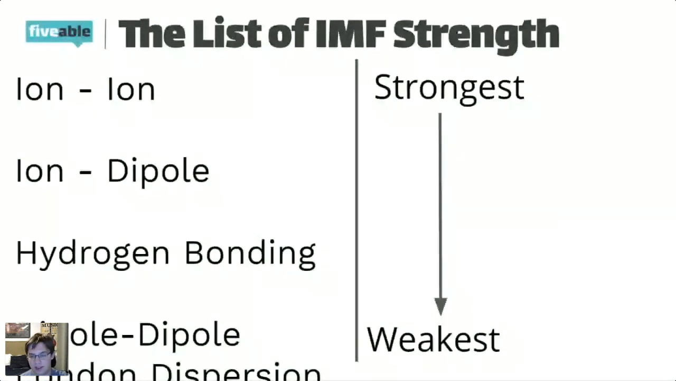And some might think to memorize this, but it just makes sense that ions are going to be stronger than dipoles, and that dipoles are going to be stronger than induced dipoles, right? It makes sense logically, but it's really not that hard to just memorize. And it becomes second nature after doing a couple of practice problems.